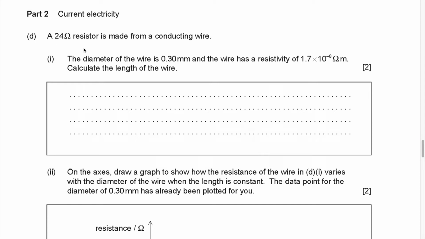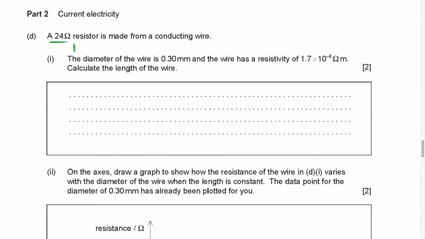A 24 ohm resistor is made from a conducting wire. The diameter of the wire is 0.3 millimeter, and the wire has a resistivity of 1.7 times 10 to the power of -8 ohm meter. Calculate the length of the wire.